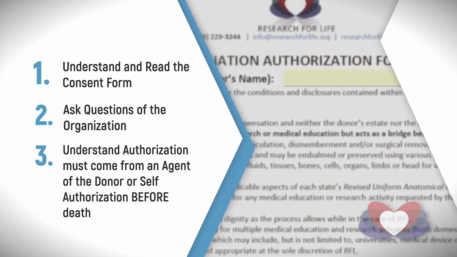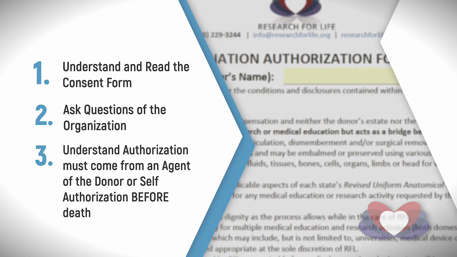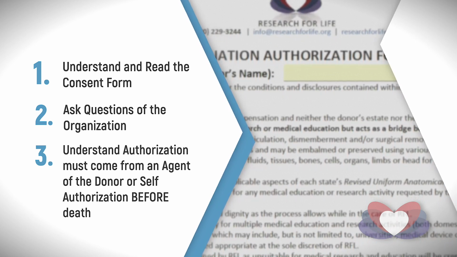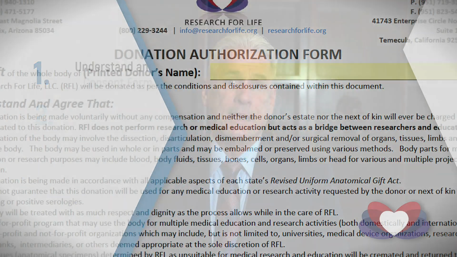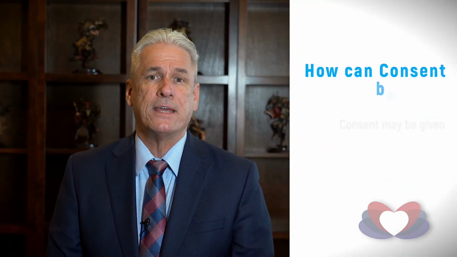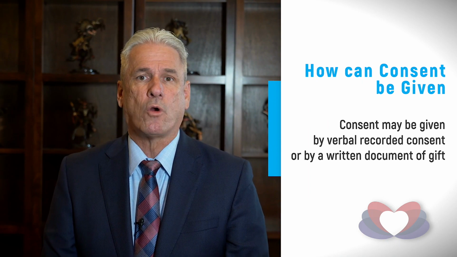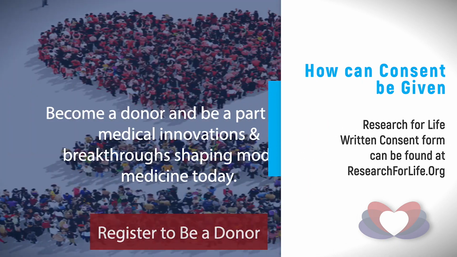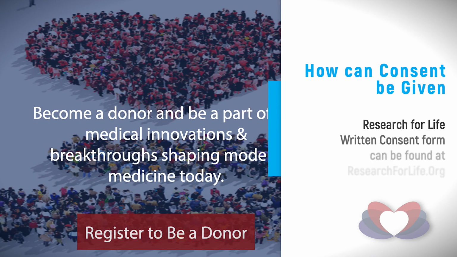All states require, under the Uniform Anatomical Gift Act, that consent be granted by an authorized agent of the donor or self-authorization before death. Each state defines who in the consenting class has the most authority to direct donation, such as the medical power of attorney, spouse, children, grandchildren, siblings, etc., and differs slightly in each state. Consent may be given by means of verbal recorded consent or by a written document of gift. Research for Life uses a written consent form which can be found on our website.